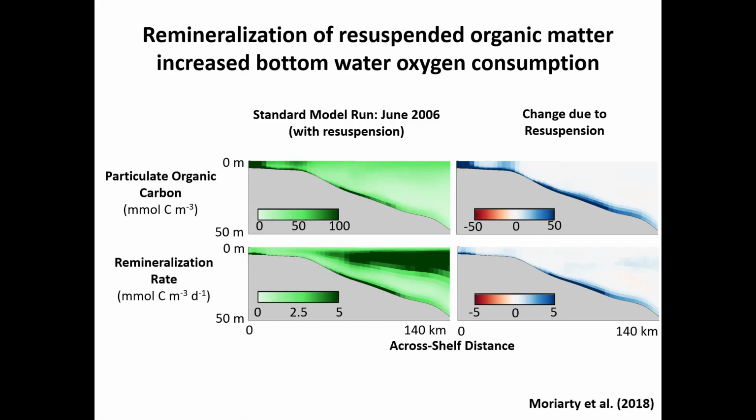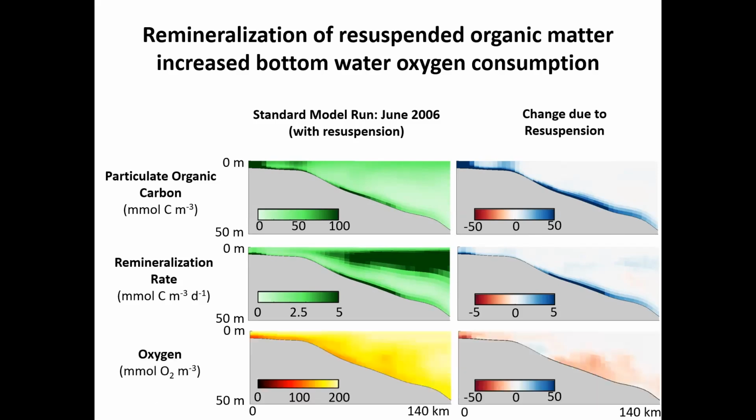This project was motivated by hypoxia, so what was the influence on oxygen concentrations? Overall, you're getting this decrease. Oxygen concentrations are lowest near the seabed, and then they're higher up in the water column. And then you're getting this negative change in oxygen concentration. Oxygen concentrations are decreasing as you're getting this enhanced remineralization during these events.